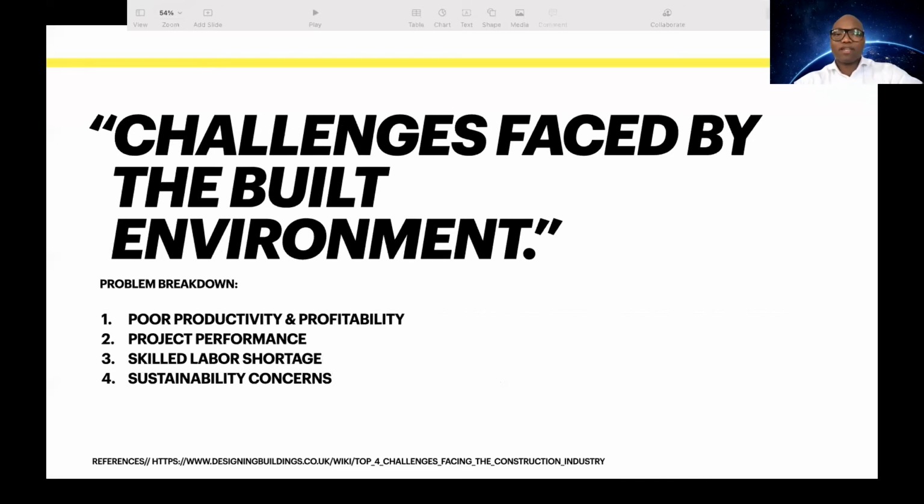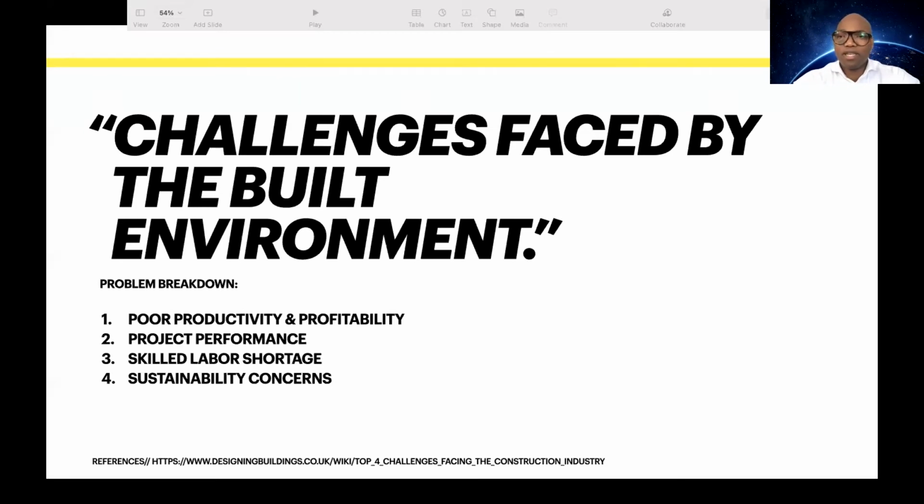Yeah, then the second point is the problem statement. What are the challenges that are faced by the built environment currently? I think the first challenge and the biggest challenge really is poor productivity and profitability within the industry.